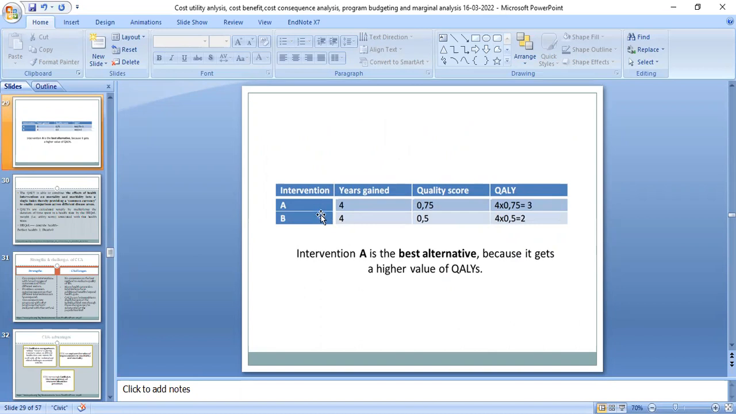For example, with interventions A and B, the years gained by intervention A and B are four years, while the health quality score is 0.75 with intervention A and 0.5 with intervention B. If we multiply both these values, we will get the QALY. The QALY for intervention A is 3, while for intervention B it is 2. Intervention A is the best alternative because it gets a higher value of QALYs. As shown in the table, the QALY gained by intervention A is 3, while for intervention B it is 2.